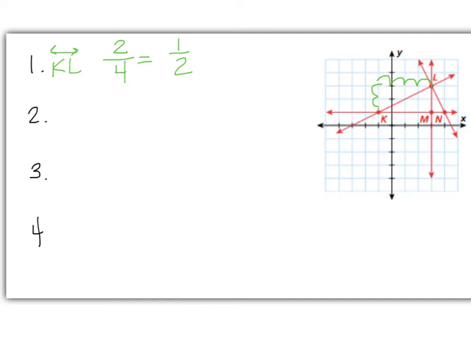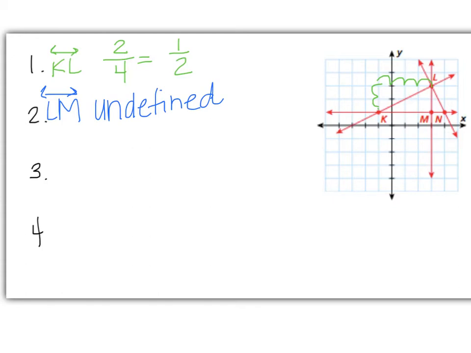Alright, let's try another one. Let's try line LM. So if we look here, here is L and here is M. And I'm seeing a vertical line. So again, I'm thinking like a wall. And there's no way I could go walk on a wall. So this slope is undefined. Alright, these next two I want you to try on your own.